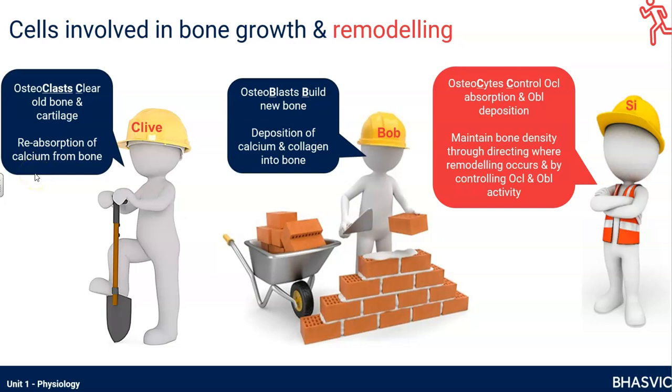Now, osteoclasts, simple term, clear out old bone. They break down old bone. The more accurate language is they resorb calcium. So they take away calcium from old bone, break it down. They actually release acid to degrade old bone, which clears the way and prepares the way for osteoblasts to come in and build new bone. So in simple terms, osteoclasts clear old bone, osteoblasts build new bone.